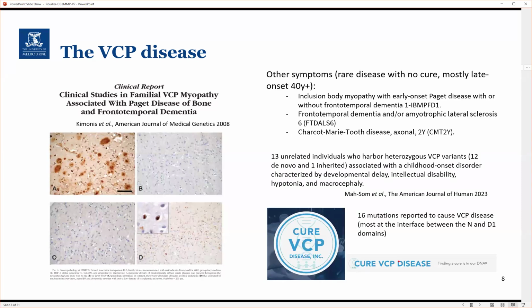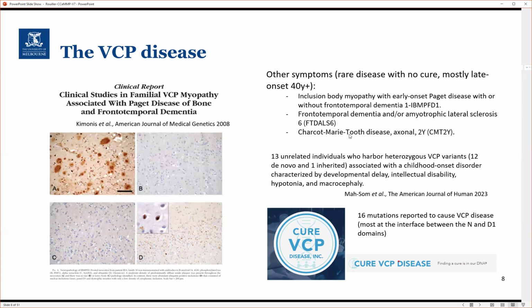And so currently many mutations in VCP have been found, creating a rare disease with no cure, which mostly has late onset. Patients tend to be over 40 when they start developing the disease. So the signature of this disease is protein aggregates in bone, brain, and muscle.